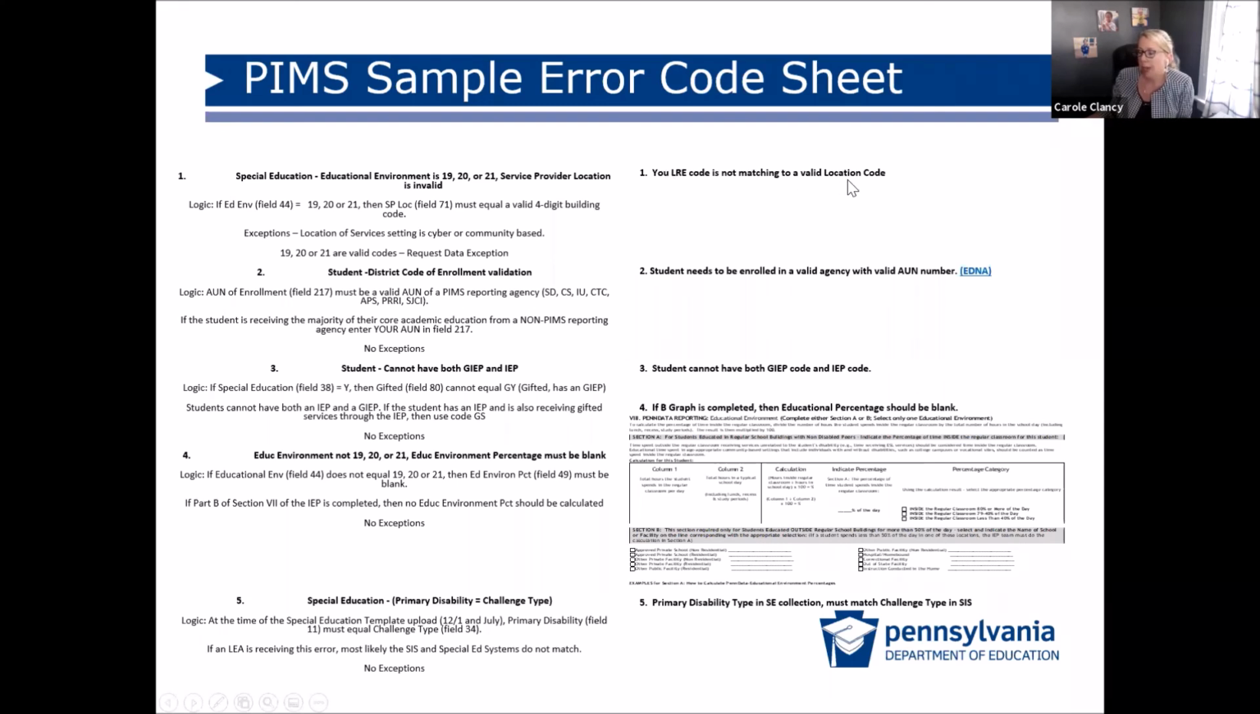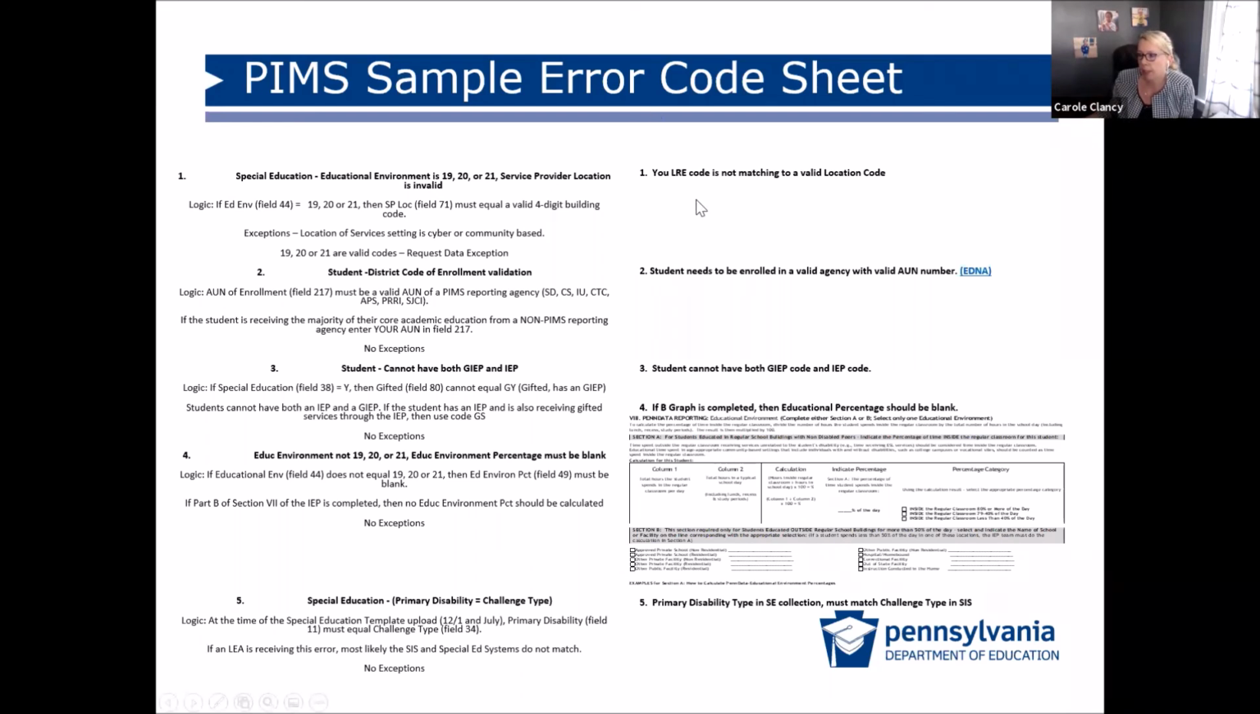So that means you might have a student that's out of district in a restrictive setting, but you have their code as a 19, 20, or 21. So that's what you have to go back and look at when you get this code. You have to look at your LRE code and your location code to make sure that your particular location has the ability to offer that type of placement or setting.